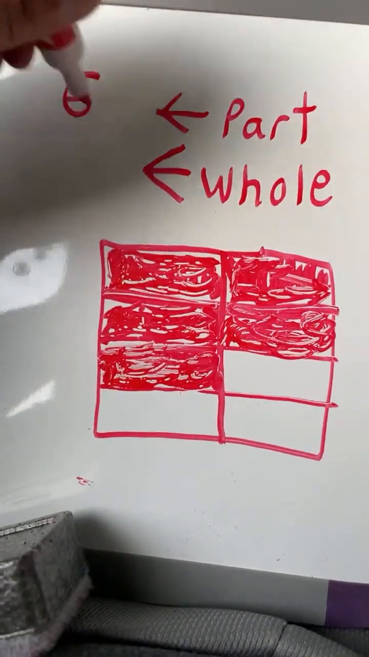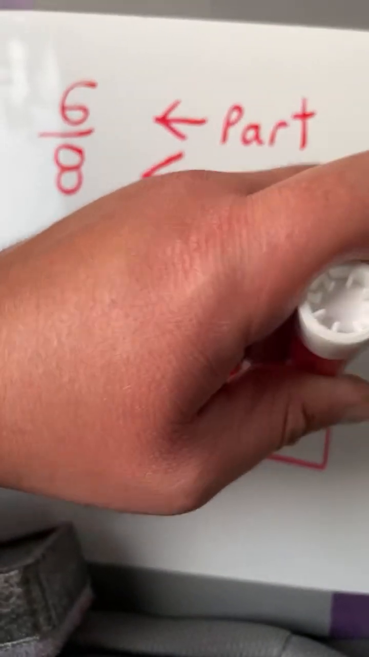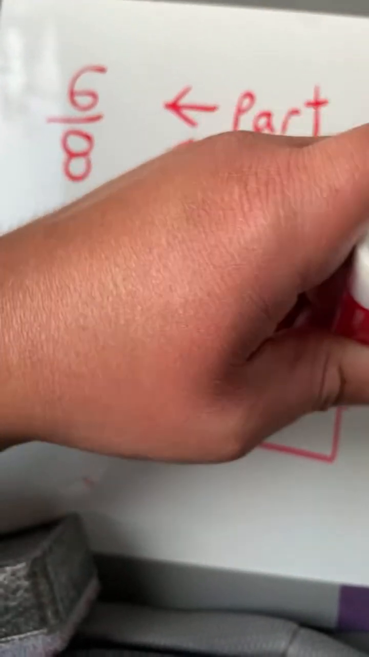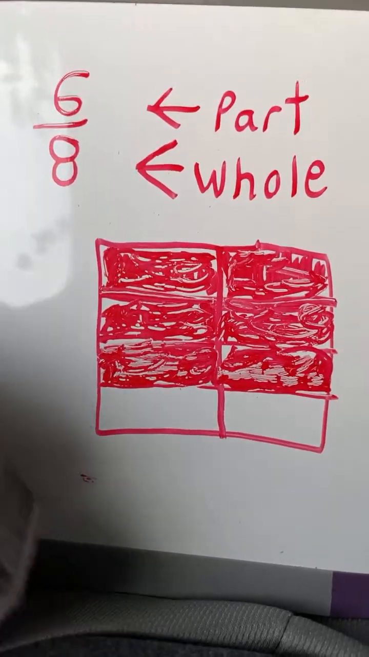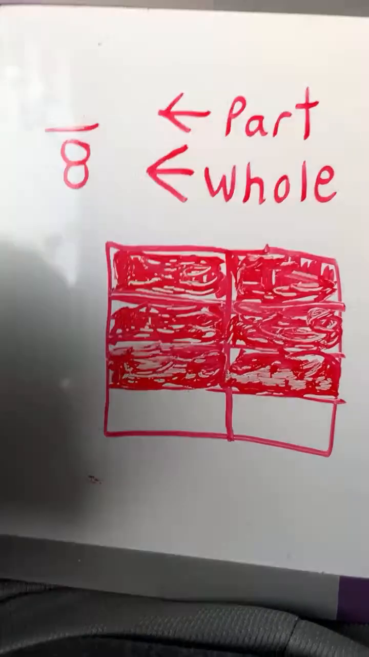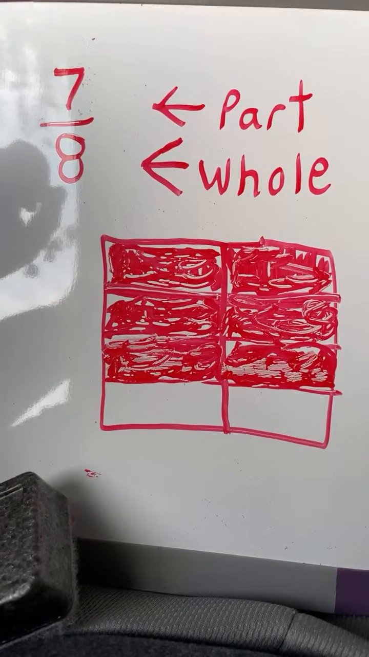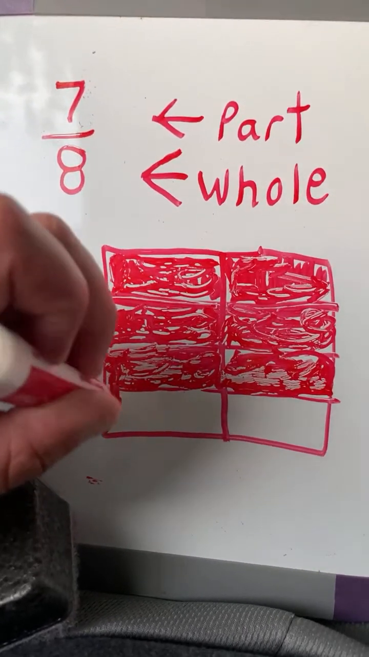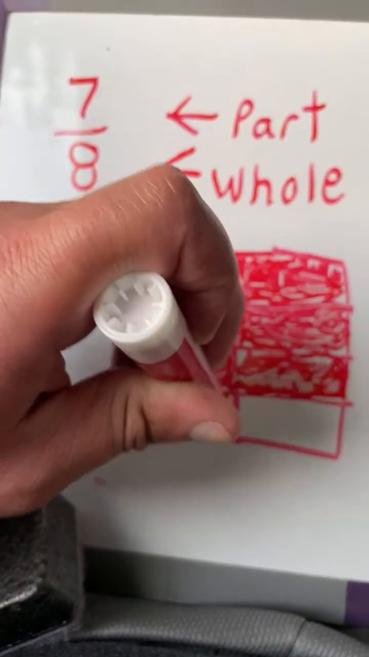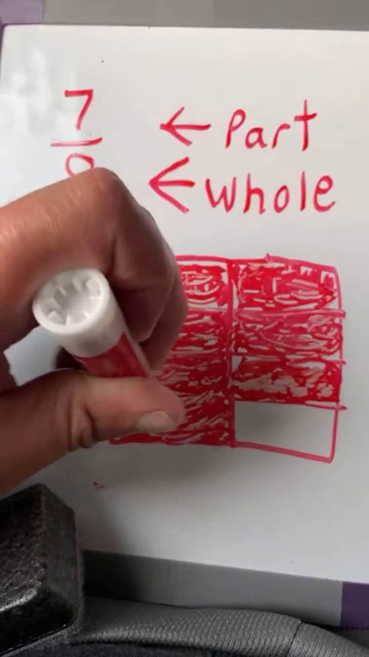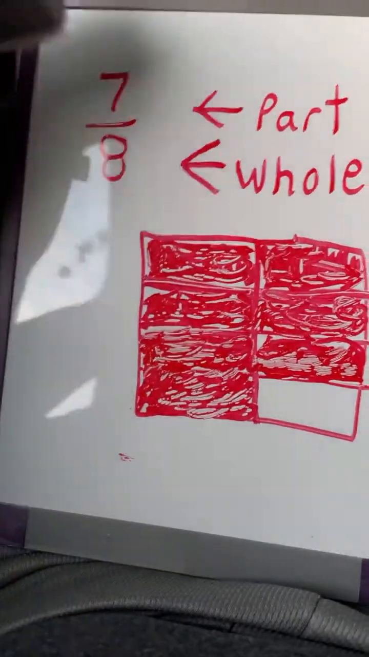So if I wanted 6/8, I shaded another square. We now have 8 total parts, and 6 of those 8 parts are shaded in. And yes, 6/8 is equivalent to 3/4. For 7/8, shade in another part. I still have 8 total parts, and 7 of those 8 parts are shaded, so this is the fraction model that represents 7/8.